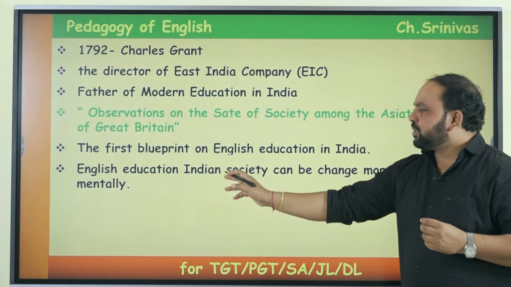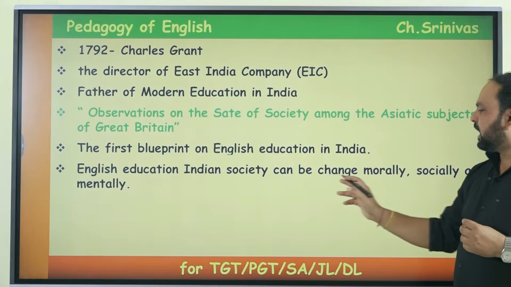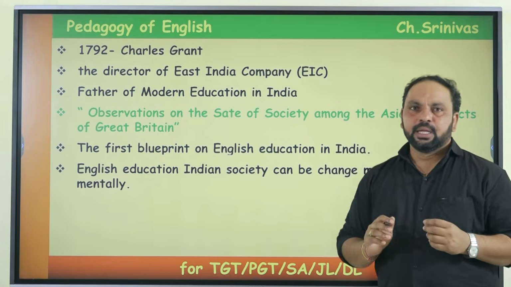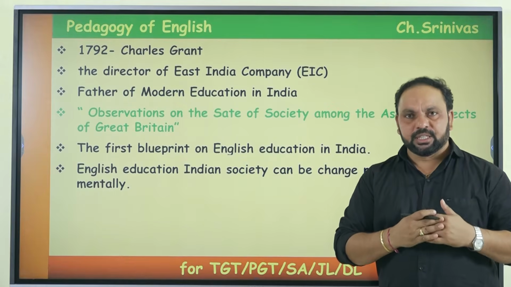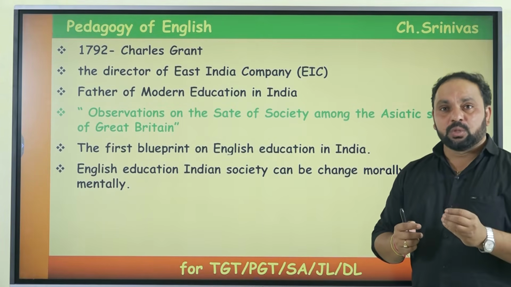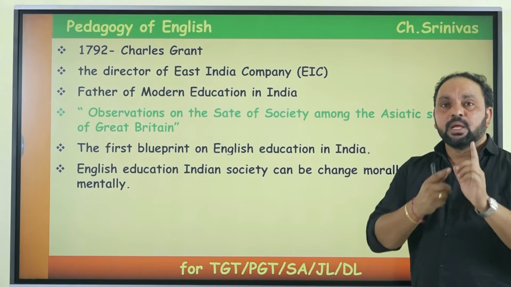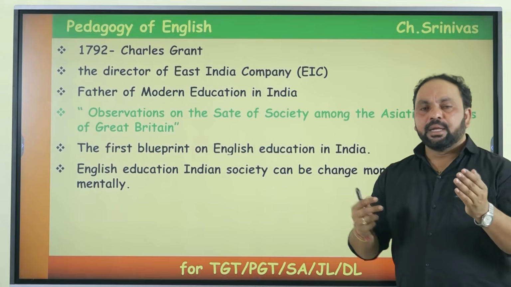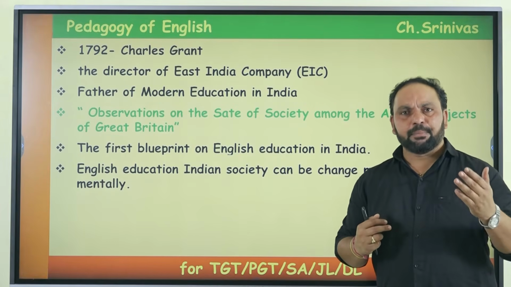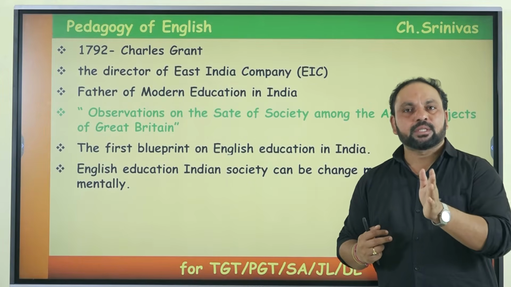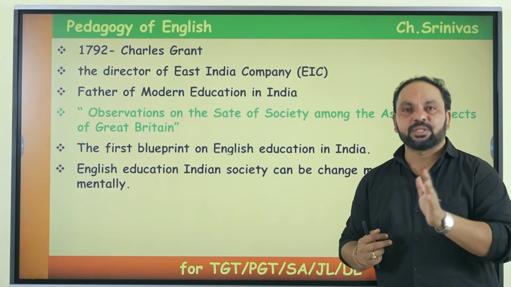So English education in Indian society can change morally, socially, and mentally. So why did Sir Charles Grant want to introduce English in India? In order to bring out the changes in Indian society socially, morally, and mentally. So he thought that Indian people at that time were superstitious. They were following some blind beliefs.